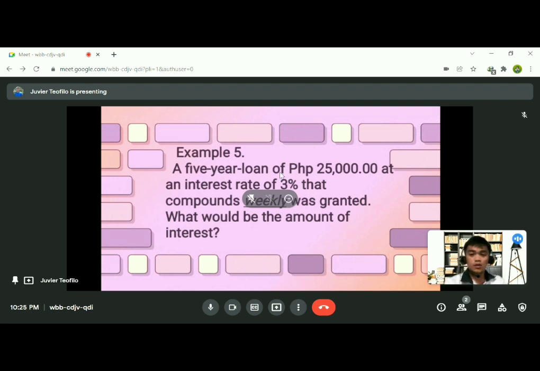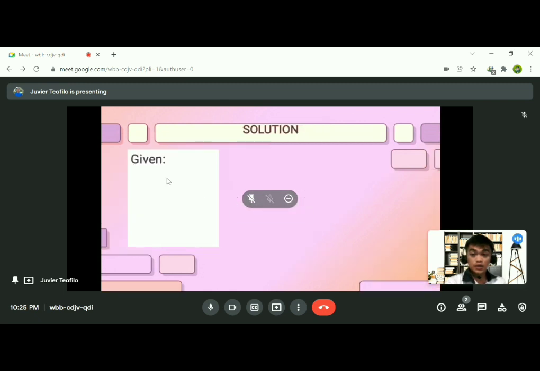A 5-year loan of 25,000 at interest rate of 3% that compounds weekly was granted. What would be the amount of interest? Now, the given solution. Principal, 25,000. Interest rate, which is 0.03. N is equal to 52 because it is compounded weekly. And we have T, time, is equal to 5 because it is a 5-year loan.